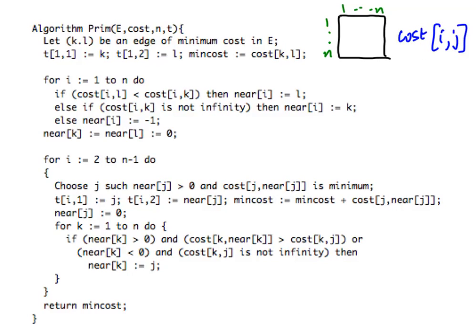And in particular, there may be no edge ij, so this is infinity if there is no edge. Right? So this is the assumption about cost. So this is how the initial parameters are defined. And now we look at how the algorithm actually works.